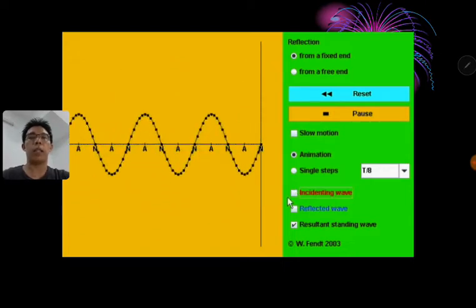This is what you're going to see. At the back there, the incident wave and the reflected wave are continuously going in opposite directions with the same frequency, the same amplitude, the same period, and so on. Exactly the same wave. Because they are in opposite directions, they give you this superposition, and therefore you get a stationary wave.